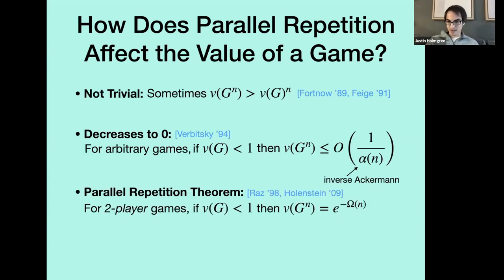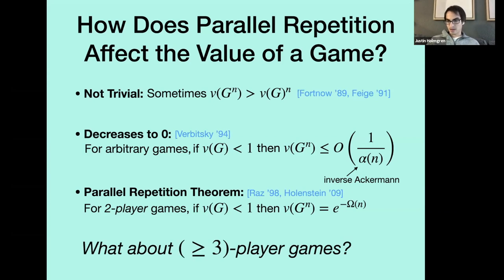In the special case of two-player games though, there is this great result by Raz, which was later simplified and improved by others, which says that you do get an exponential decay, even though the base of this exponent might not be exactly what you'd expect from a direct product theorem. So two-player games we understand fairly well. But of course, we want to understand all games. In particular, we want to know what happens if you have more than two players.